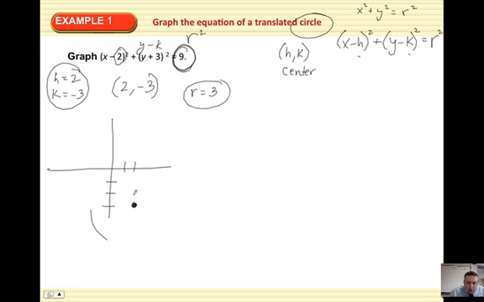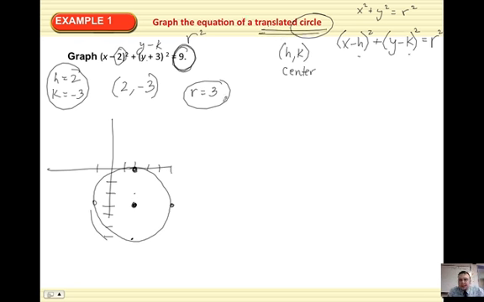So all you have to do is go up 3, 1, 2, 3, down 3, 1, 2, 3, left 3, and right 3, 1, 2, 3. There we go. We got 4 points. Draw your best circle. Not too bad. There you go. You just graphed the equation of a translated circle.